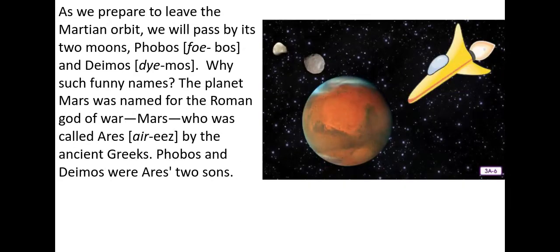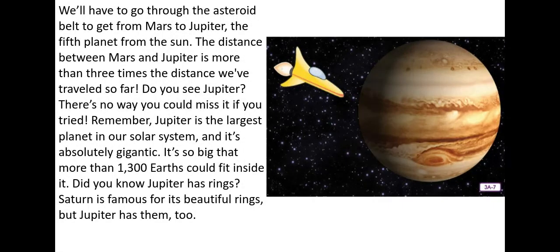As we prepare to leave the Martian orbit, we will pass by its 2 moons, Phobos and Deimos. Why such funny names? The planet Mars was named for the Roman god of war, Mars, who was called Ares by the ancient Greeks. Phobos and Deimos were Ares' sons. There you go. There's some Roman history there. Pretty cool.